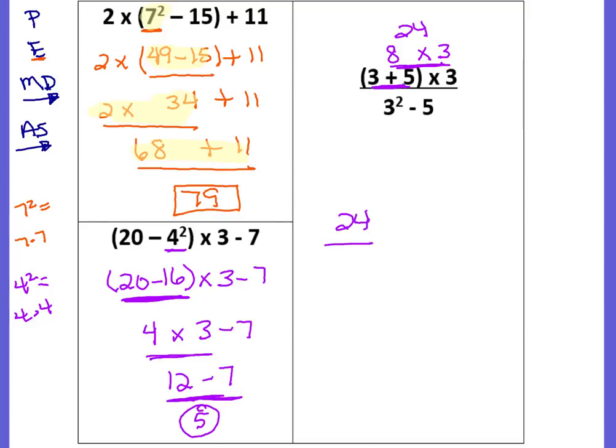Let's figure out the denominator. No parentheses in the denominator, but I do have an exponent, 3 squared. It's not 3 times 2, it's 3 times 3, which is 9. And I'll bring down my minus 5. And the last step is to actually subtract. 9 minus 5 is 4. So my denominator is a 4. So now I have 24 over 4. And I do have one more operation left. Remember the fraction bar. What does it mean to do? It means to divide. So 24 divided by 4 is 6. And that is your final answer.